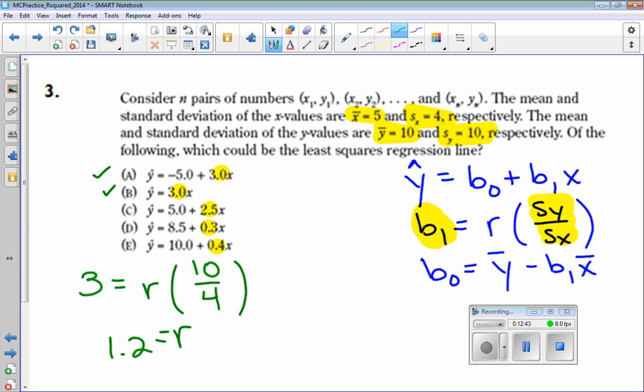That makes no sense because your correlation has to be between 1 and -1. So what can I do with answer choices A and B? They're not the right ones. I can cross them off. I've eliminated 2 of my 5 answer choices.